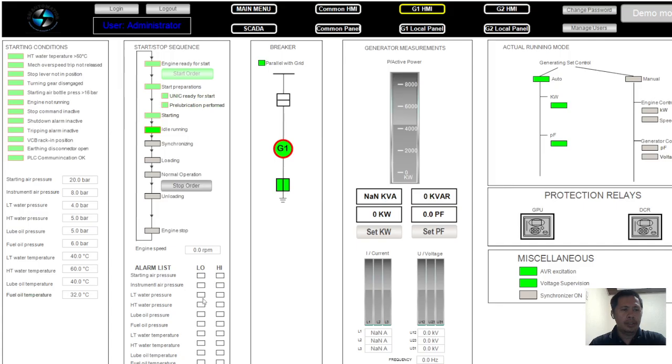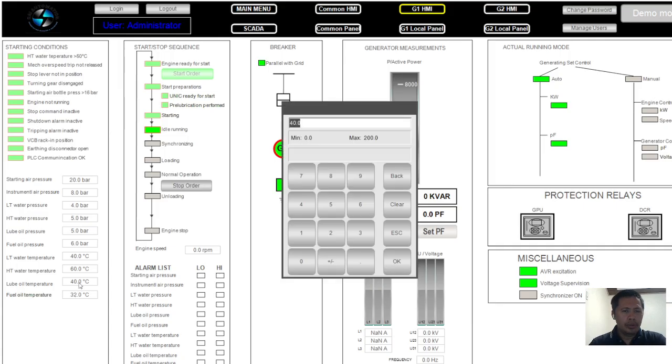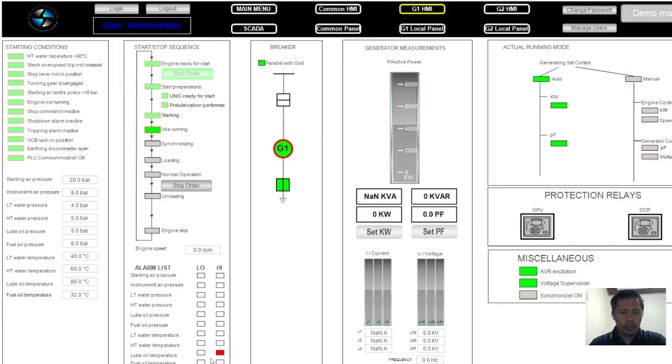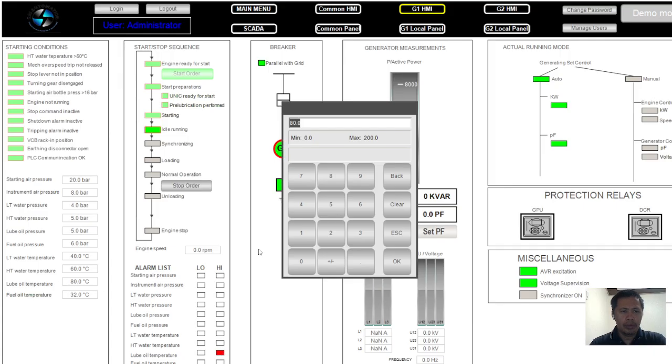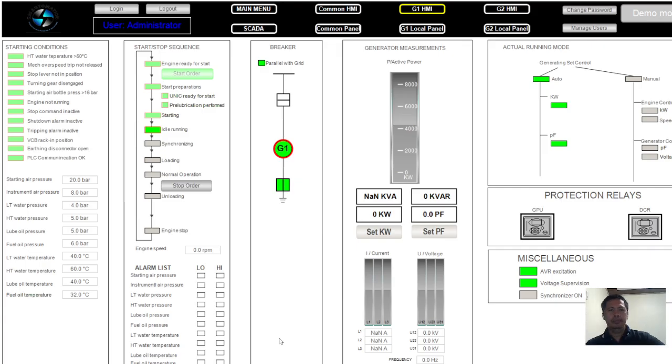But for example, if the lube oil temperature goes high, let's say the lube oil goes to 80, we can see the lube oil temperature high is energized. So there's an alarm. So now we will set this back to normal.